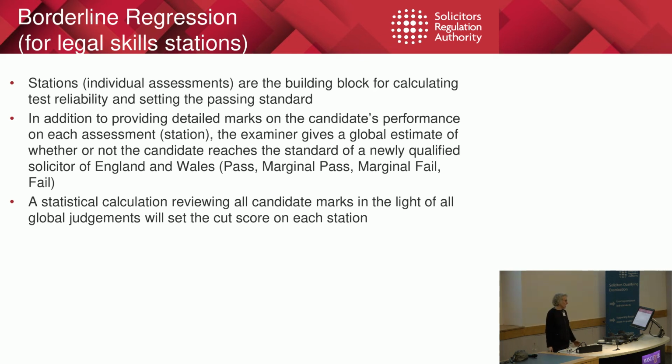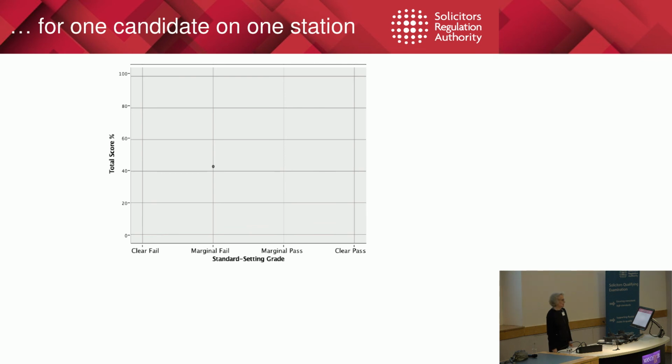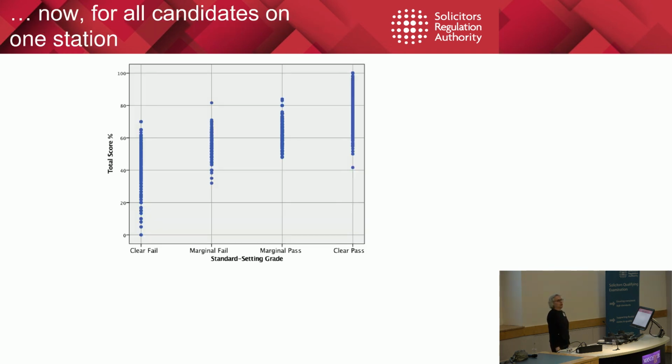So that's one candidate's mark on one station. And you can see they've got just over 40%, and the examiner thinks that's a marginal fail. And these standard setting judgments are again made relative to the statement of competency. That's all candidates on that one station.